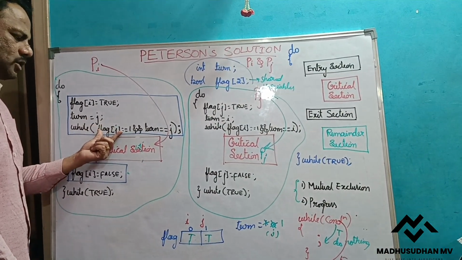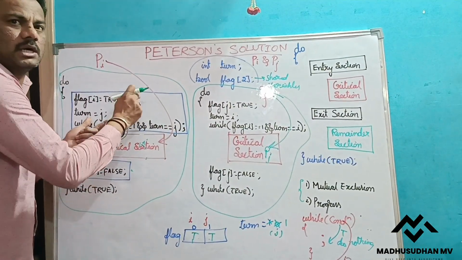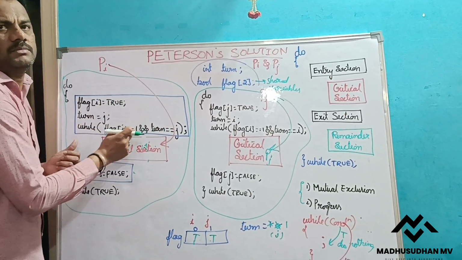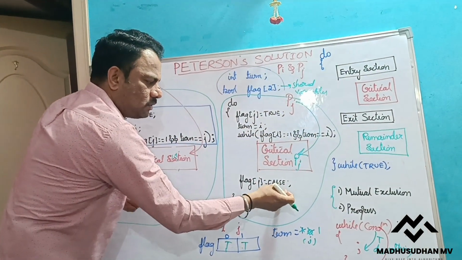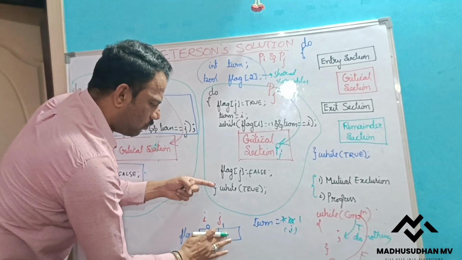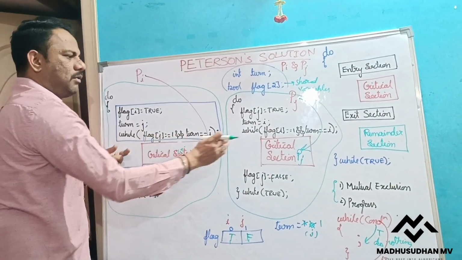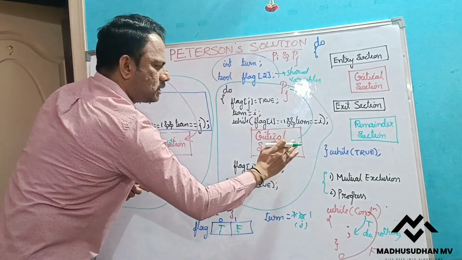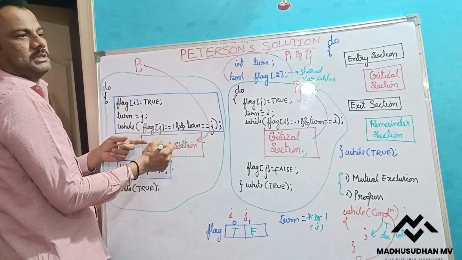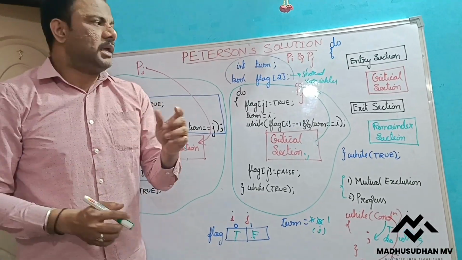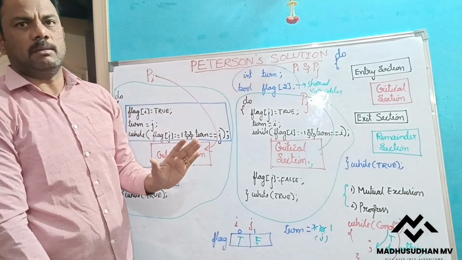Now check: flag of j is equal to 1, true. Turn is equal to j, true. Both conditions are true, so it comes inside the while loop and will be stuck there. Whenever Pj makes flag of j equal to false, this condition becomes false, and Pi comes out and enters. Like that, at any point of time, only one process will be in the critical section. This is how the Peterson solution is implemented.